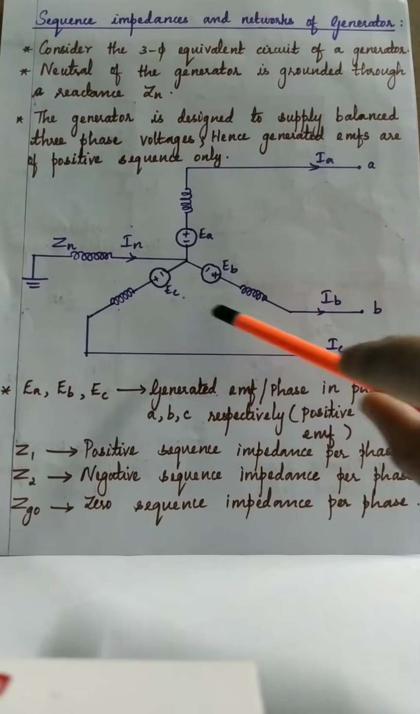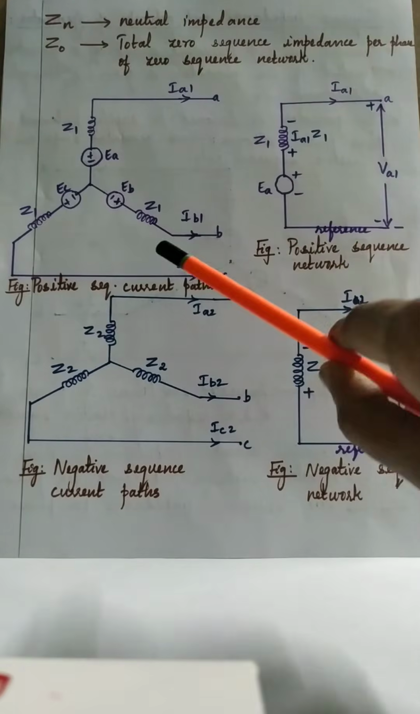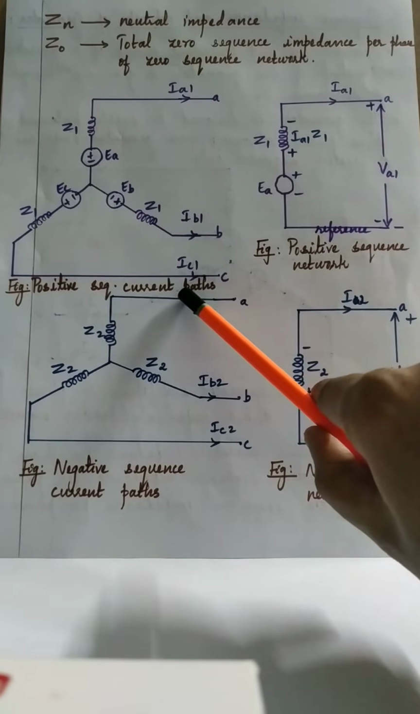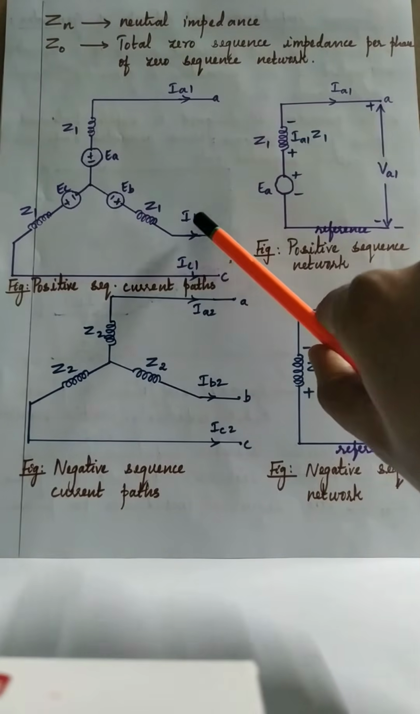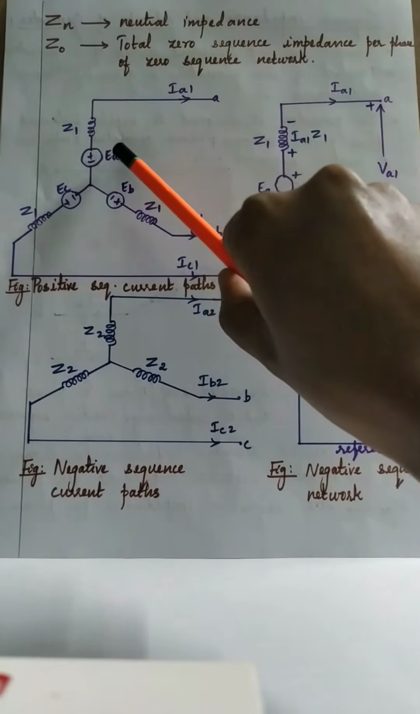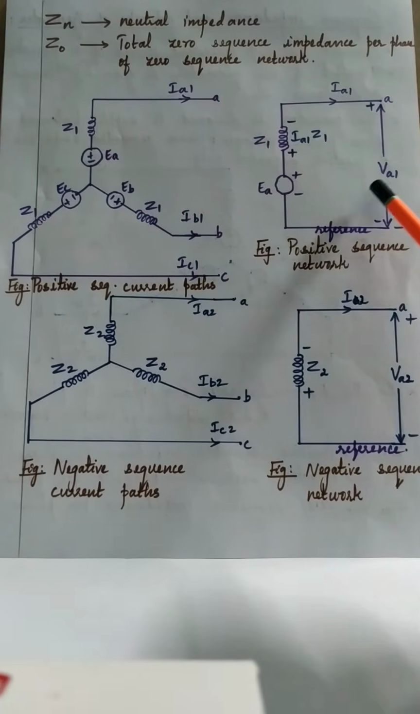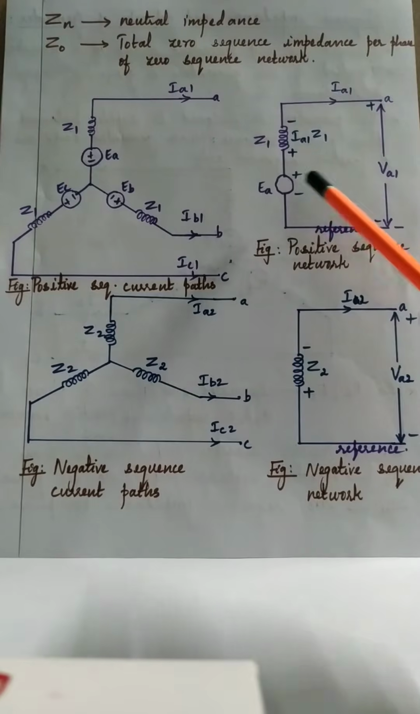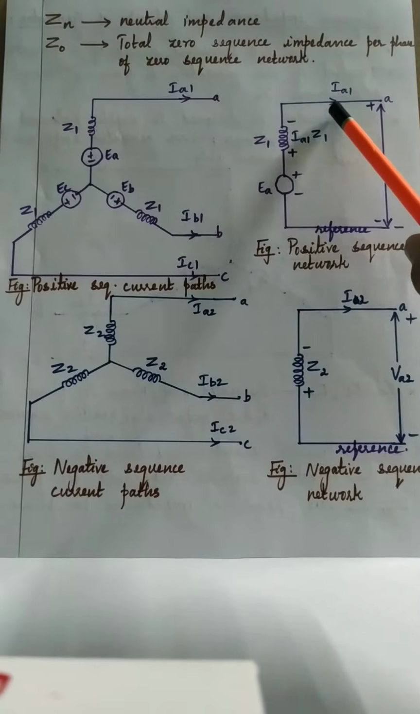Since it is a symmetrical circuit, we can analyze it on a per phase basis. This circuit diagram shows the positive sequence current paths IA1, IB1, IC1; suffix 1 denotes that it is a positive sequence component of currents. Z1 is the positive sequence impedance, and EA, EB, EC are the generated EMFs in the three phases. On a per phase basis, the positive sequence network is drawn like this: an EMF in series with Z1, and the current IA1 flows.